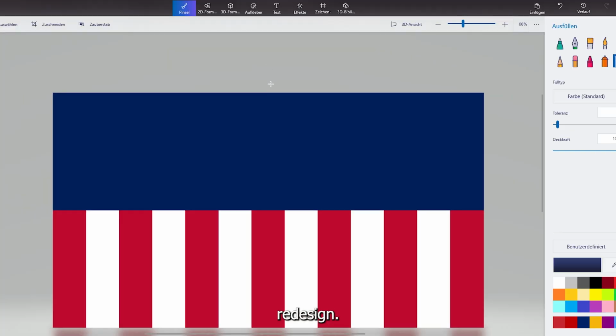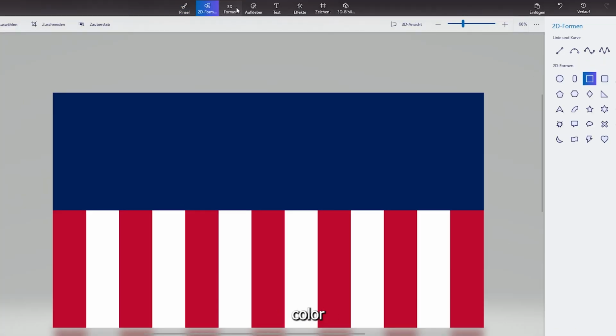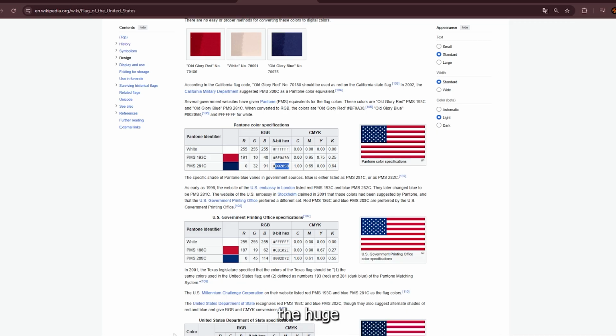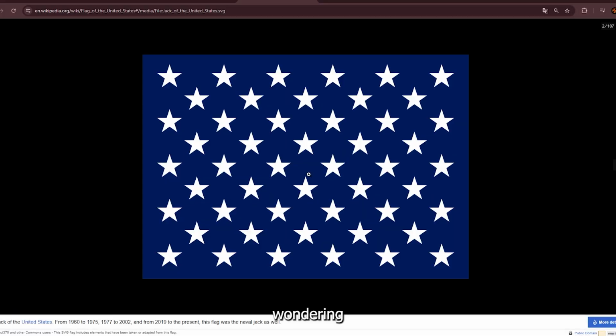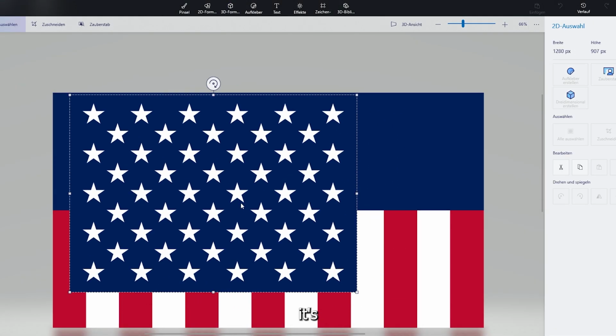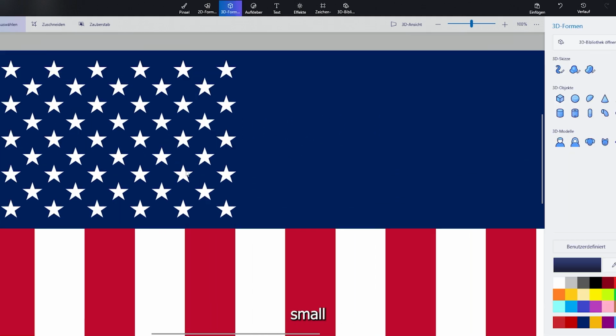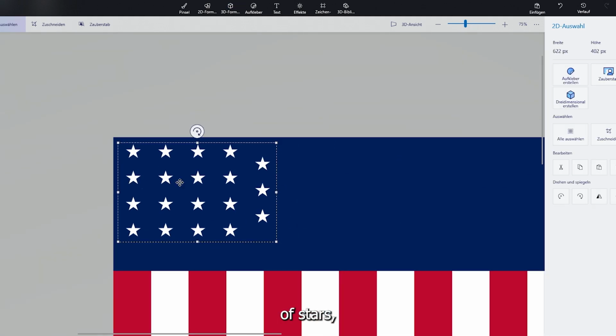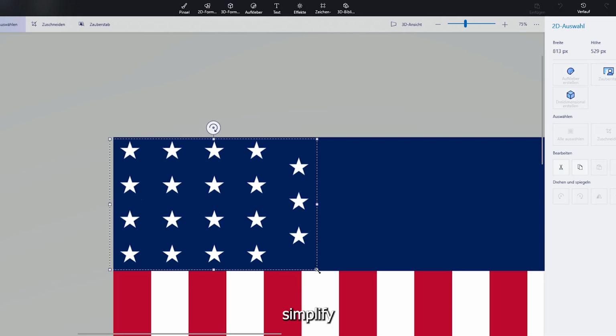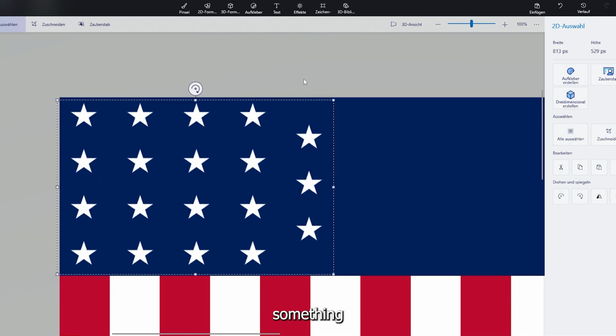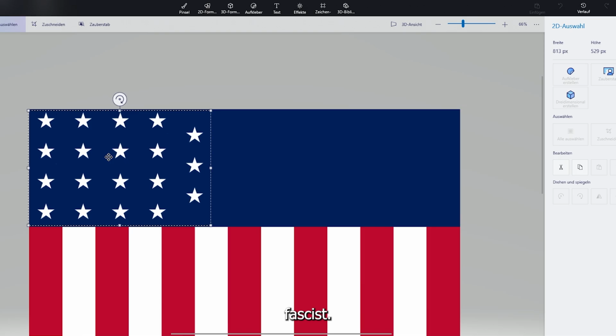Things I also wanted in the redesign are the red, white and blue color combination and the huge amount of stars. And if you're wondering why I'm not adding an eagle, it's because it's going to be a little too detailed and I already have enough small elements, namely the sheer amount of stars. But also, if I simplify the eagle too much or do something else, it might look fascist. Prime example.